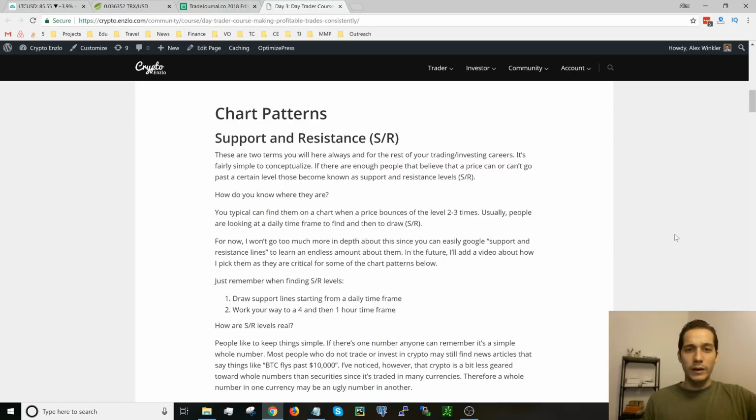So how do you know where these levels are? Basically, if something bounces off a level multiple times, that's one indicator. Those are usually called double bottoms, double tops, triple bottoms, and so on. And you usually want to be looking for that starting on a daily chart. We're actually going to get into that in a second.